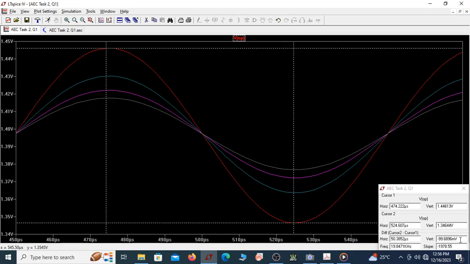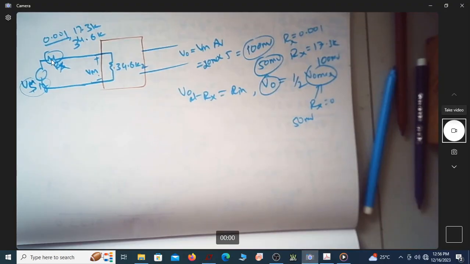Can you see this is almost 100 millivolt? Okay, forget about that negative sign. So is this 100 millivolt? Is it not corresponding to this resistance of 0 ohm? When it is almost 0, 0.001 ohm is almost 0 ohm. So you are getting V0 max, which is 100 millivolt.